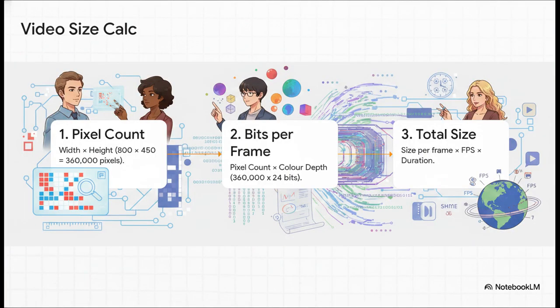And it's really important to get a feel for the basic math here. To calculate the raw size of a video, you just start with the pixel count. Then you multiply that by the color depths to get the size of a single frame. Then you multiply that by the frame rate and how long the video is. This simple formula tells you exactly how big that mountain of data is that your compression codec has to shrink.